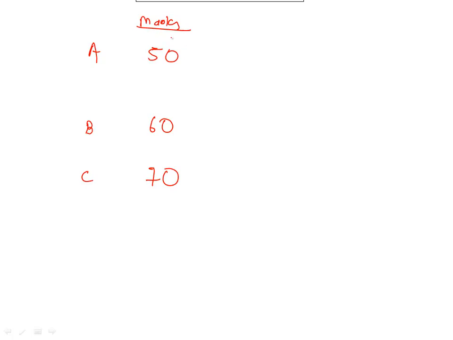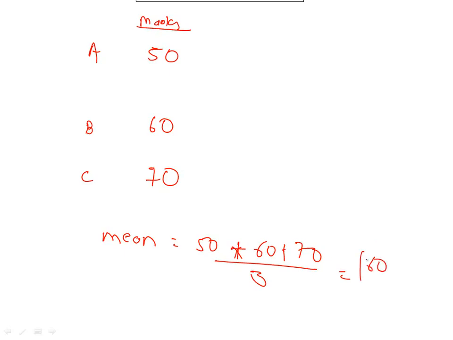Now what we want to do is take an arithmetic average of these three, or at times we call this a simple mean. So my mean would be 50 plus 60 plus 70 divided by 3, which would be 60. When I take an arithmetic mean, the true meaning of this is that to each of the observations I am giving equal weight.